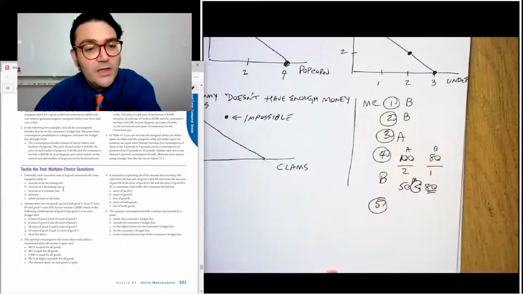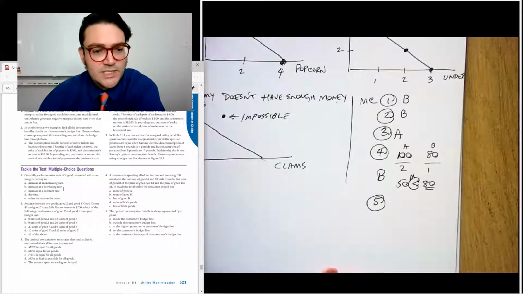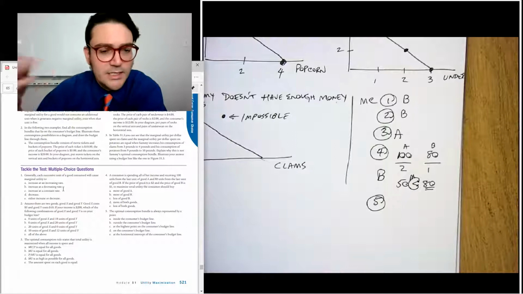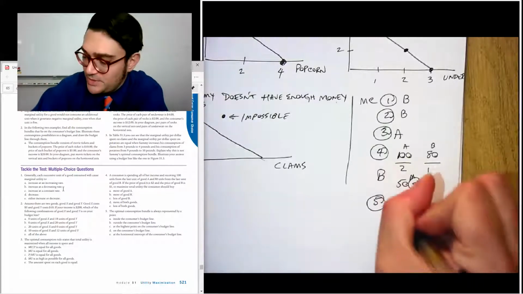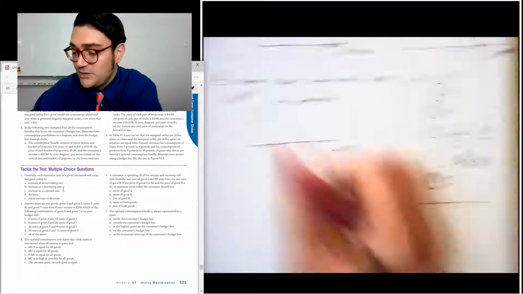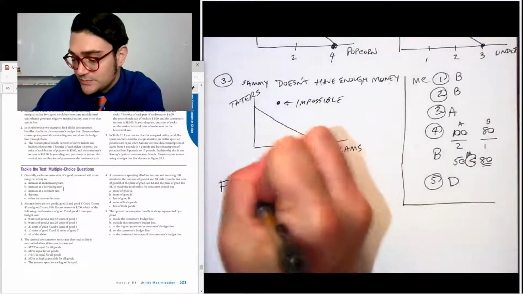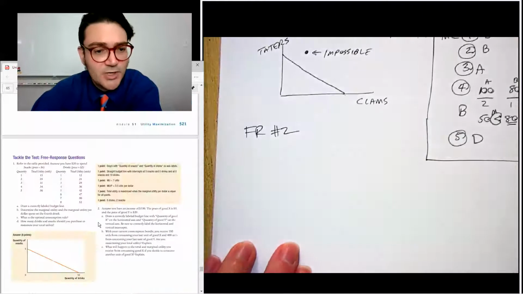Number 5: the optimal consumption bundle is always represented by a point on the budget line. So that would be D. All right, now let's take a look at free response number 2, and this will be our last practice problem.